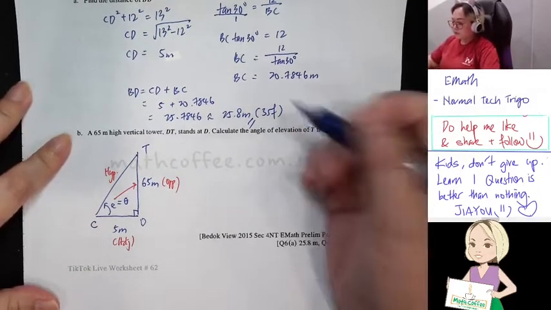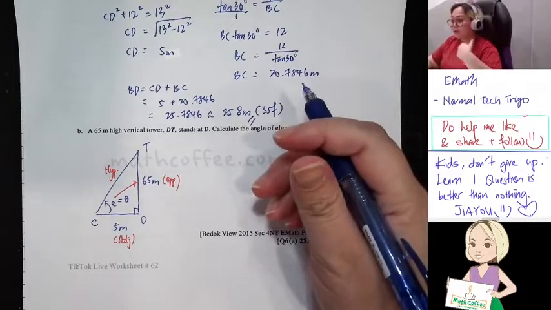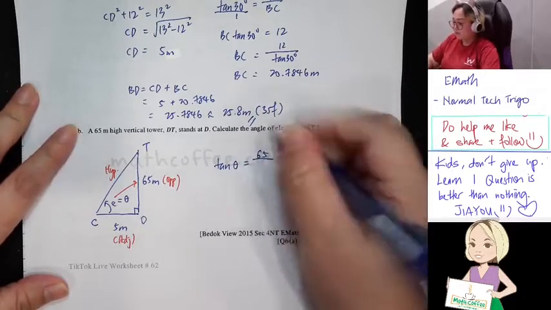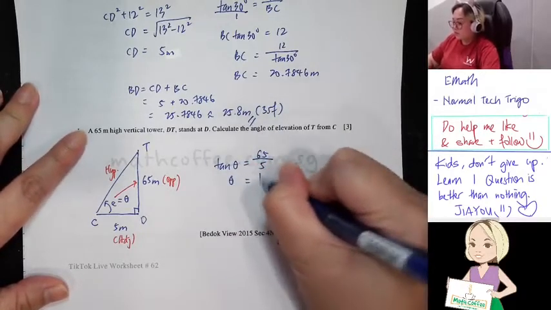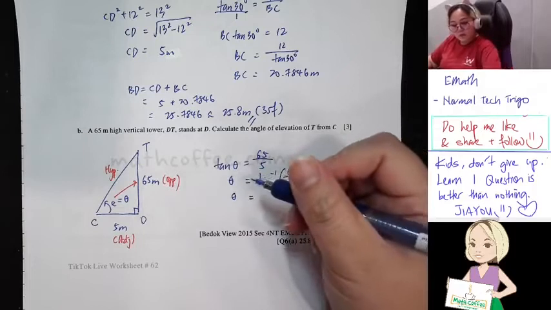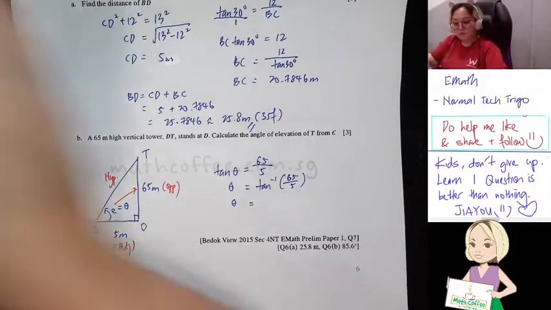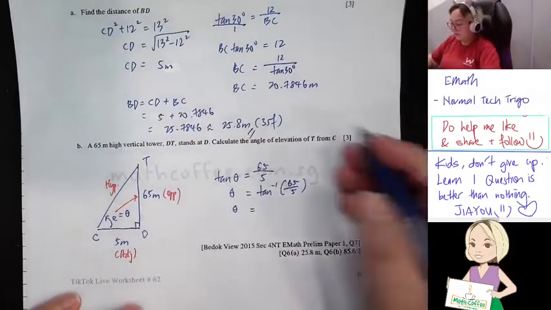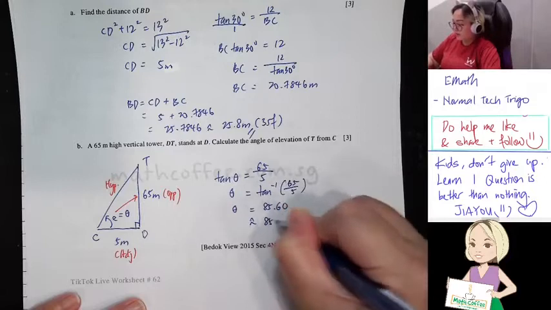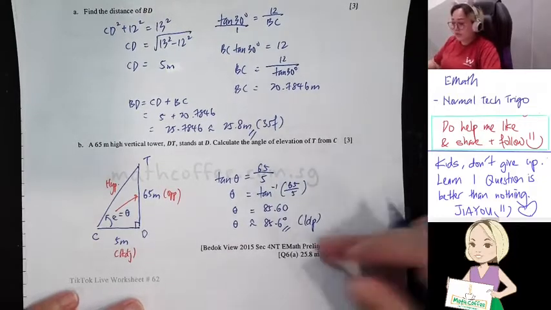Okay. So over here, I need to use my tangent again. By now, you all should be experts already, knowing how to identify whether it's TOA CAH SOH. So this is tangent theta equals 65 over 5. So my theta will be tangent inverse 65 over 5. So press the calculator. Let me just check. So I will get 85.60. So round up to 1 dp, 85.6 degrees, 1 decimal place. Done. So this is how we solve this question.